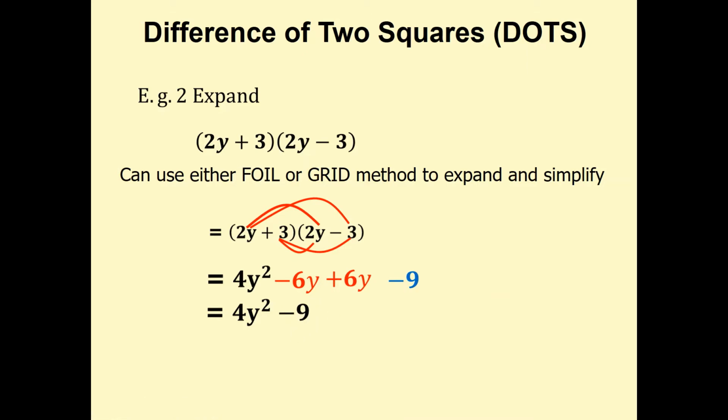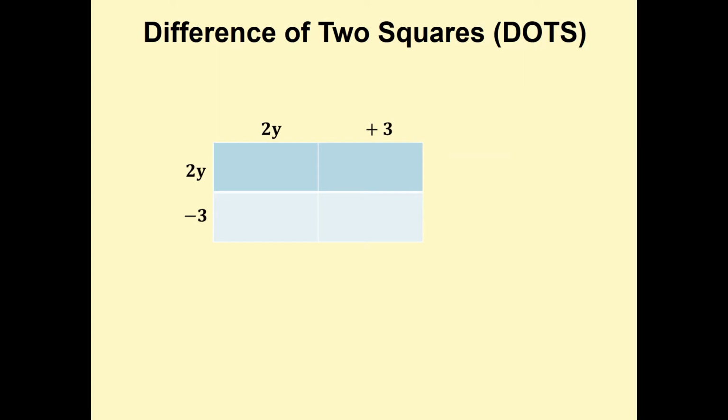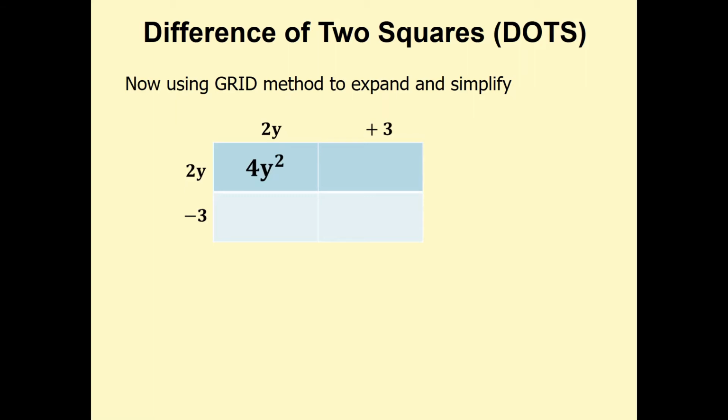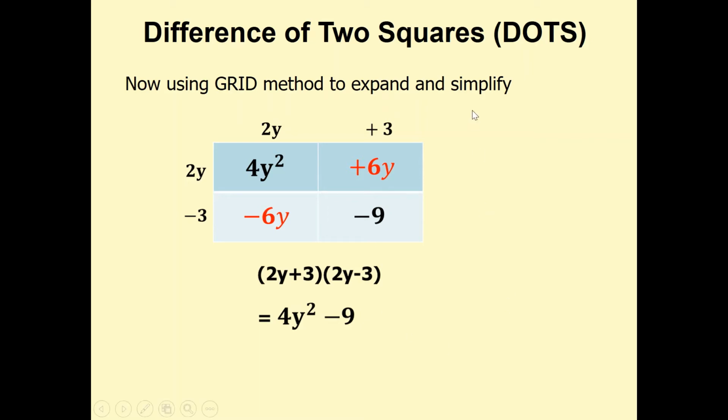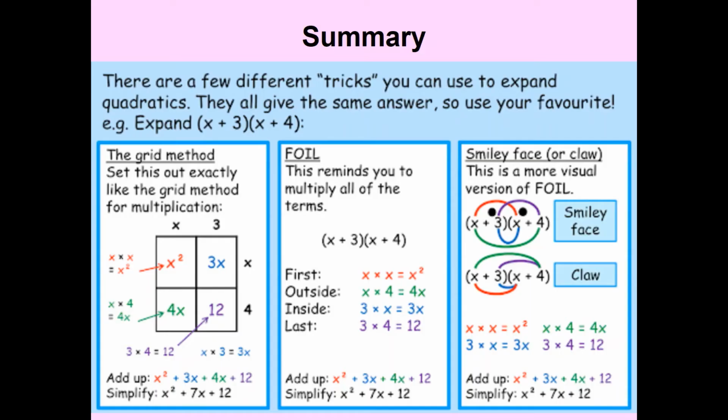I'll also do the same thing using the grid method. You can quickly create the grid, so 2y plus 3 and 2y take away 3. Now using the grid method, you can clearly see 2y times 2y is 4y squared, 2y times 3 is positive 6y, negative 3 times 2y is negative 6y, and negative 3 times 3 is negative 9, and then putting those together, we end up with 4y squared minus 9, same result as before. So your choice, either of the two methods will give the same answer, but watch out for the negative numbers when you're simplifying them.